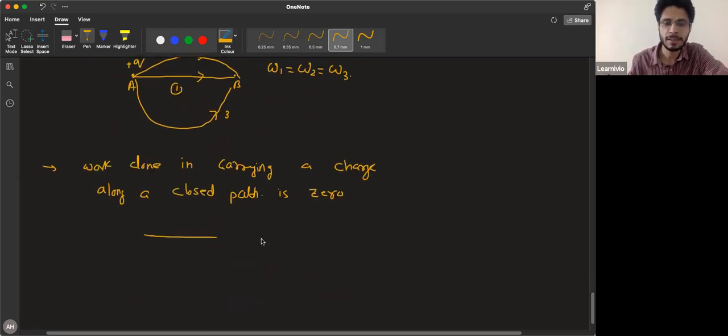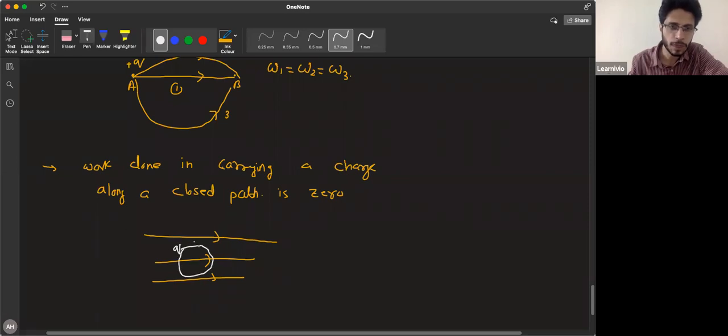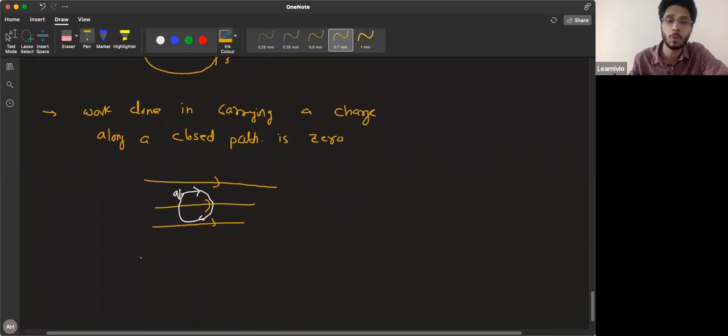So that means I take this field, this is a conservative field, and I take a charge. I take this charge in a closed path in the conservative field. So the total work done will be 0. This is again the property of the conservative field. Work done is 0. How do we calculate work done by an external force in a field?